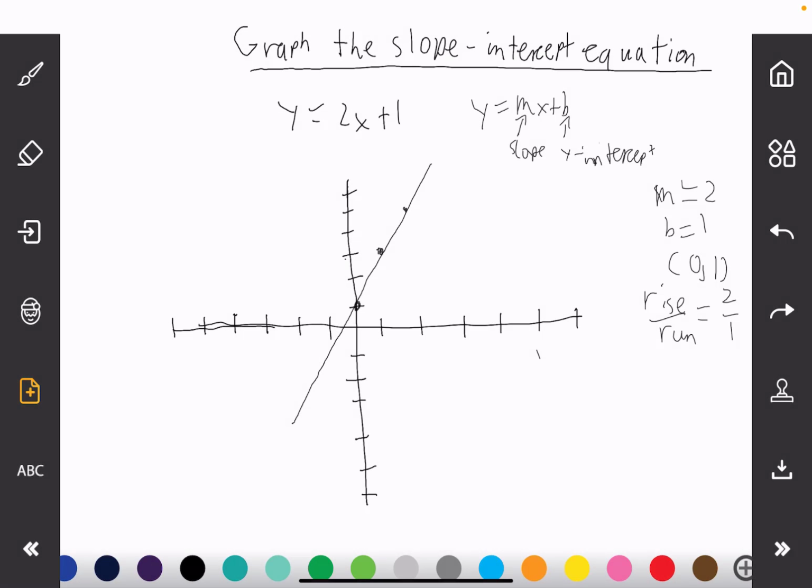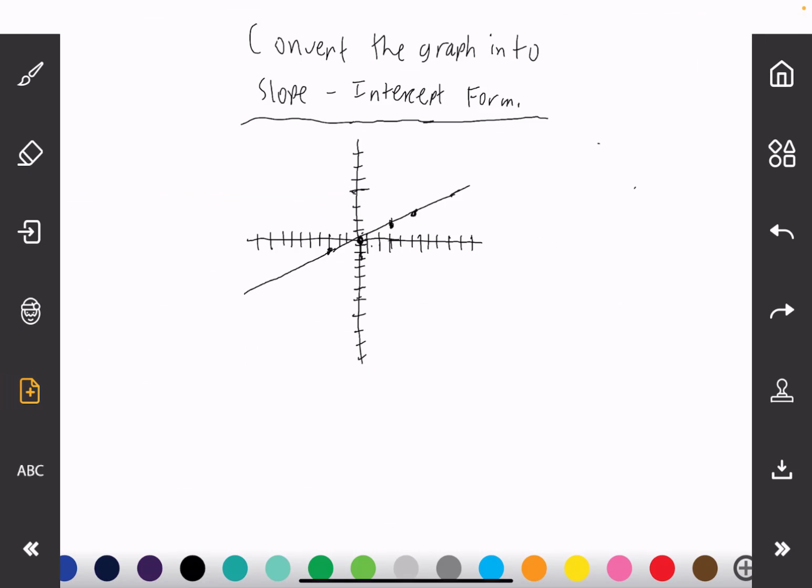Now that we know how to graph slope-intercept form, let's learn how to use the graph to write slope-intercept form. So it says, convert the graph into slope-intercept form. So the two things we need are the slope and the y-intercept. So we can first find the y-intercept by seeing where it hits the y-axis. And as you can see, it hits at (0, 0).